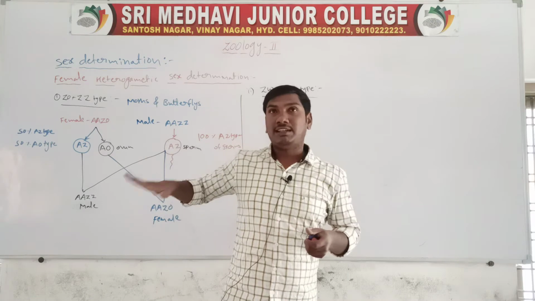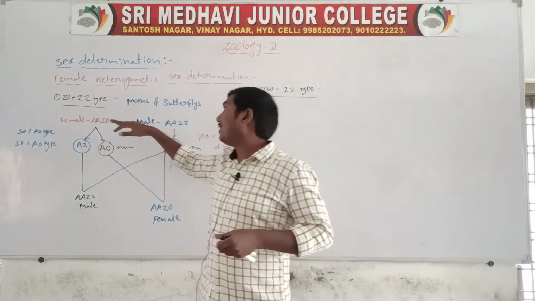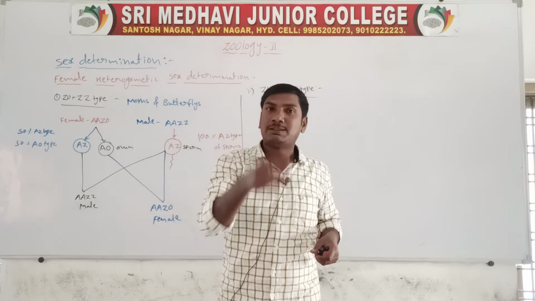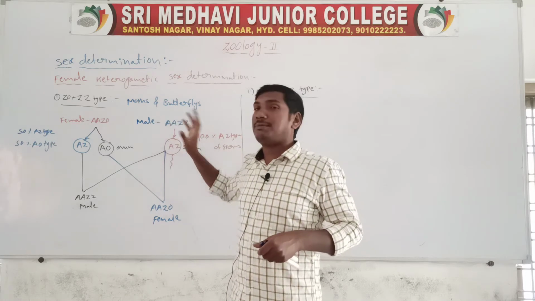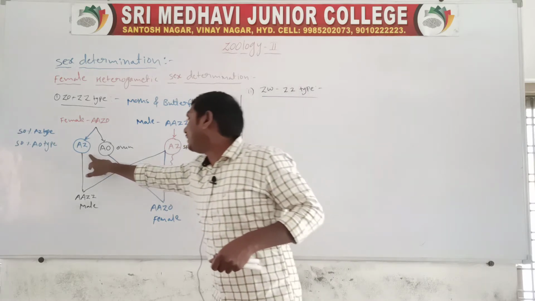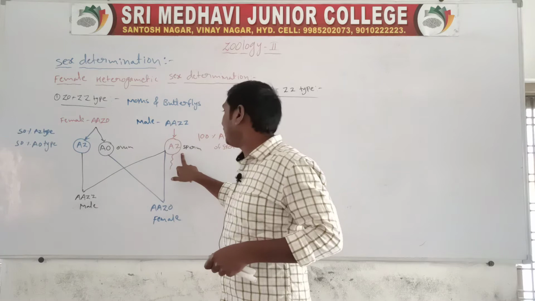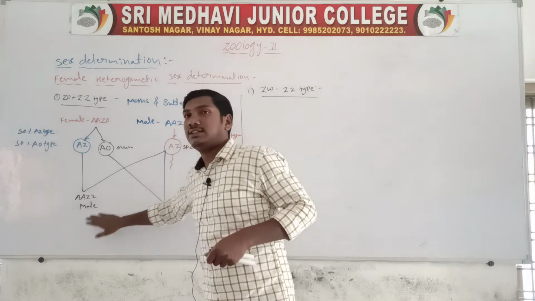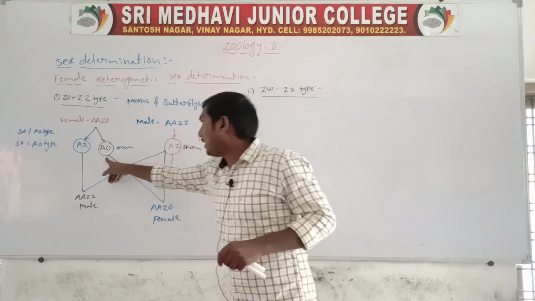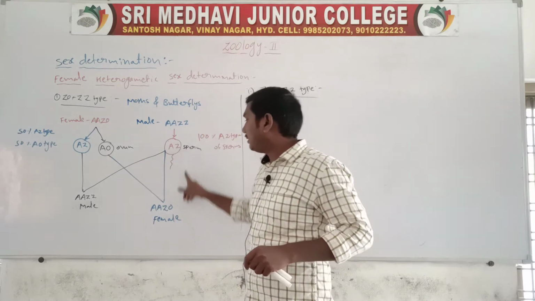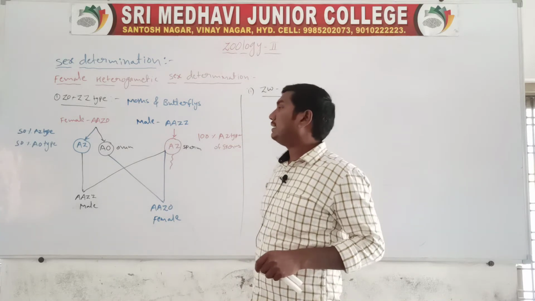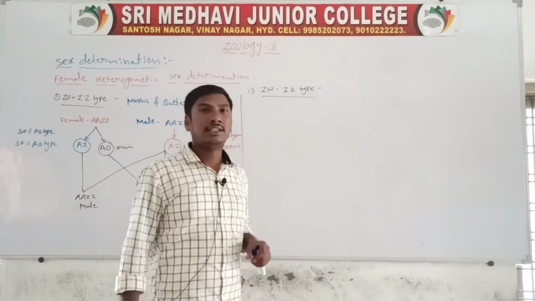In the female heterogametic type, the female gametes are different, so two types of ovums are present. But males have similar gametes, 100% AZ type sperms. The AZ type ovum fusing with the AZ type sperm gives AAZZ, and the child is male. Next, the A0 type ovum fusing with the AZ type sperm gives AAZ0, which is female. So that is the Z0 ZZ type of determination.